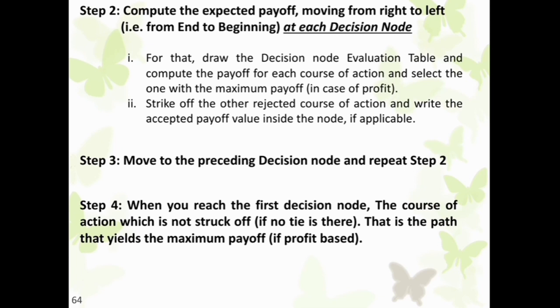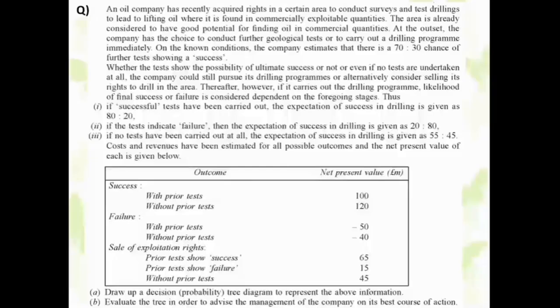Fine. And the final step, step 4, is when you reach the first decision node, the course of action which yields the maximum payoff in case of profit will be clear to you, and that will be the answer, or that should be the path which the decision maker needs to take so as to achieve the most favorable outcome. Now we will try to understand a solved example.